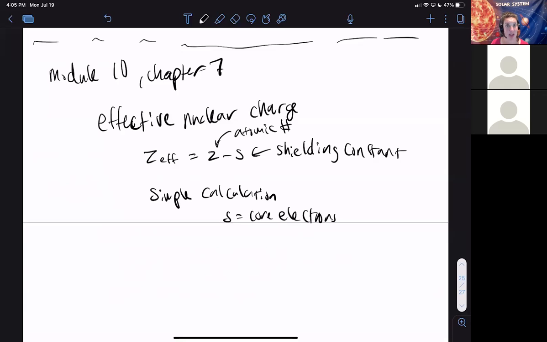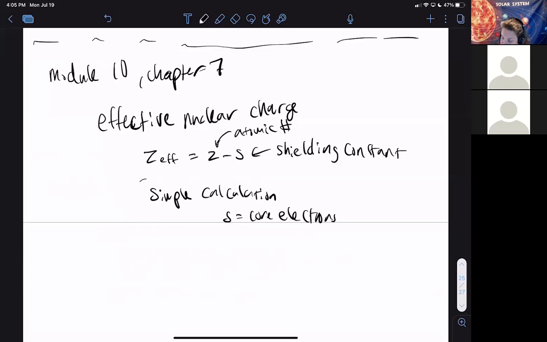Professor Foley? Yeah. So when we're dealing with ions, is the Z still the atomic number, or is it like the element? We never change our Z. Our atomic number is always our Z. Okay, thank you. No problem.